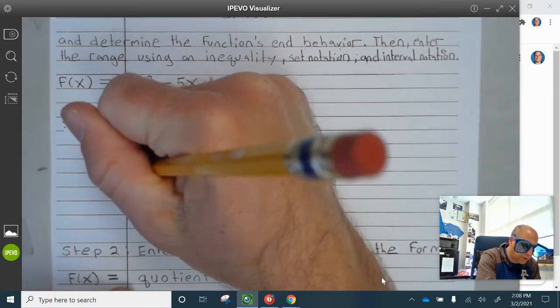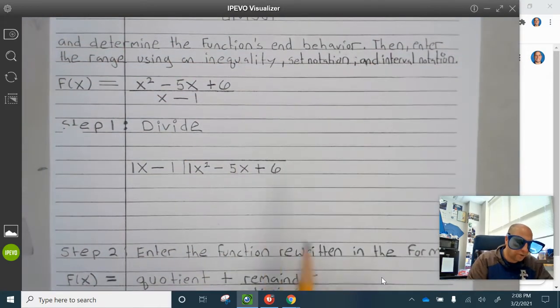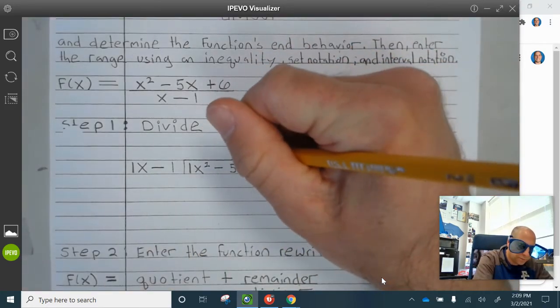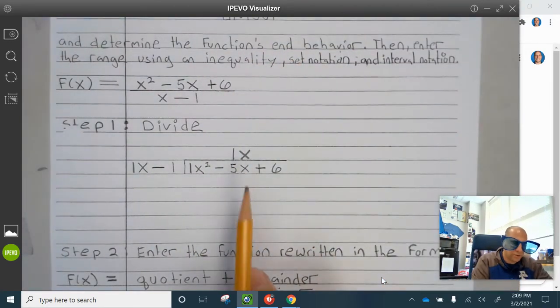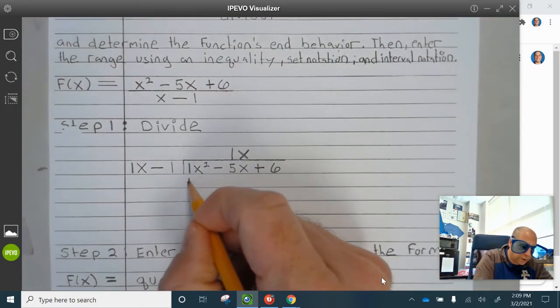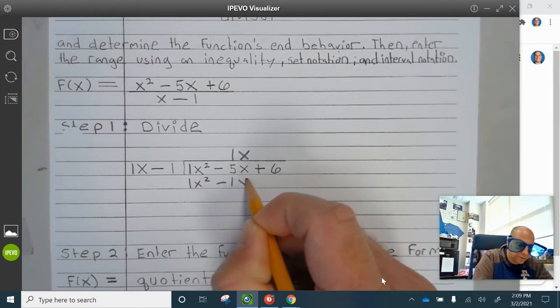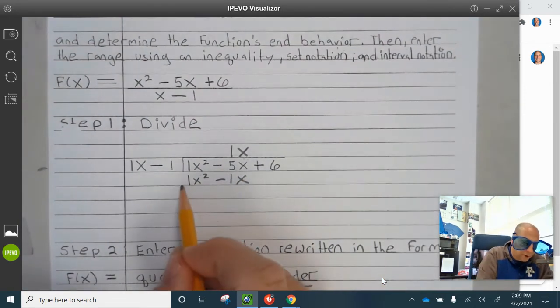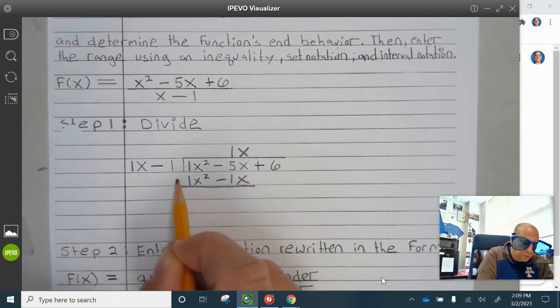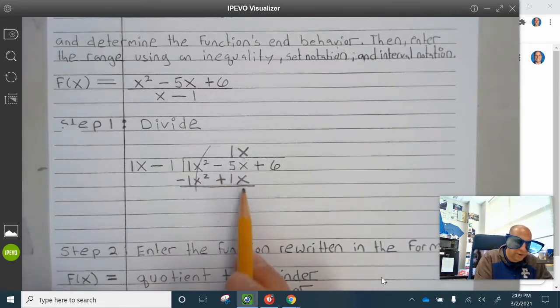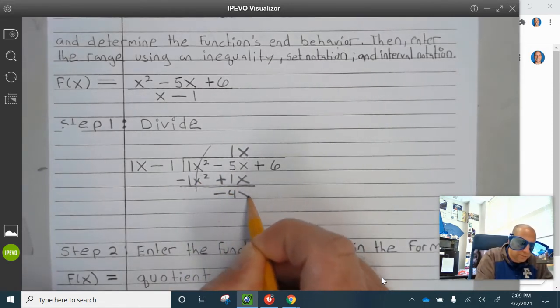Let's go ahead and put a 1 right here and a 1 right here. Now you ask yourself, what do you multiply 1x by to give you x squared? The answer to that is 1x. Now we need to multiply. 1x times x is 1x squared. 1x times negative 1 is negative 1x. Now we subtract. When you subtract the negative, it becomes positive. Those cancel. Negative 5x and 1x is negative 4x.